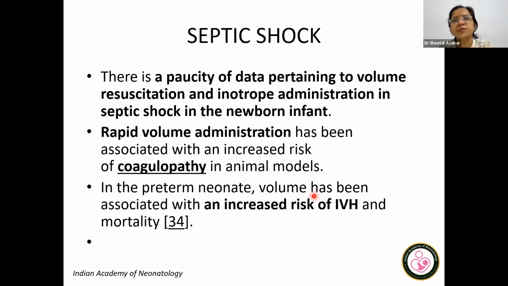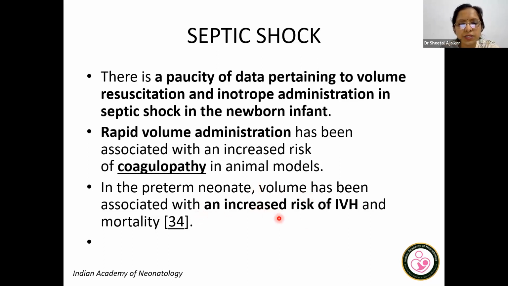So once we come to septic shock, definitely we are talking about volume replacement first. We always say that in septic shock we can give more volume. There is scope of giving more volume. The shock is responsive to volume, and then we go to the inotropes. So, talking about how much volume we can give and which is the inotrope in septic shock in neonates: rapid volume administration has been associated with coagulopathy in animal models.